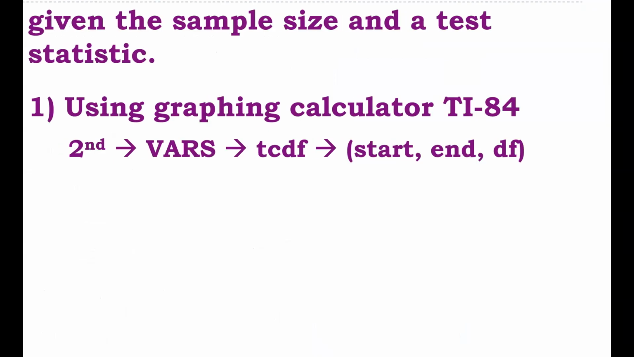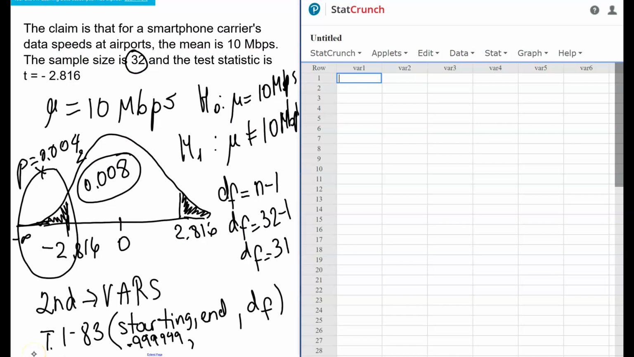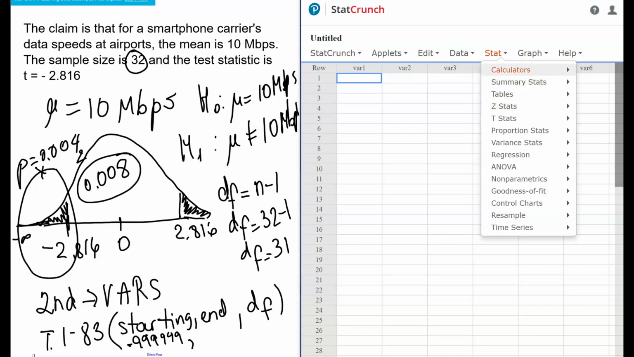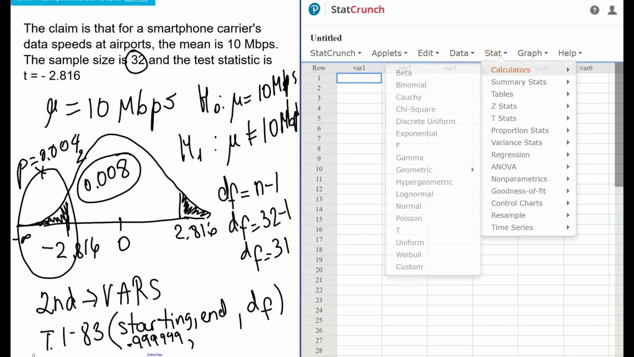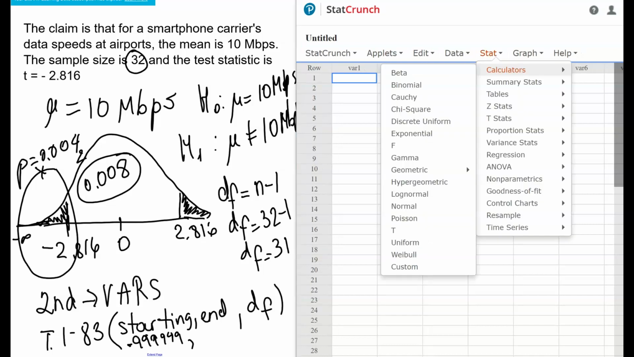Now that we are familiar with the graphing calculator option, let's look at another option using StatCrunch. In StatCrunch, you will go to Stat, Calculators, then choose T. Let's look at the StatCrunch program, using the same example. We go to Stat, Calculators, and we have a whole bunch of calculators. We choose T.